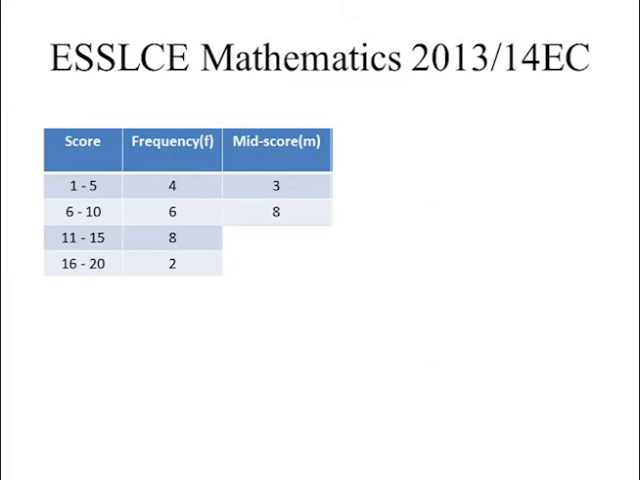The mid-score for 11 up to 15 is 11 plus 15 divided by 2. 11 plus 15 is 26. 26 divided by 2 is 13. The mid-score for 16 up to 20 is 16 plus 20 divided by 2. 16 plus 20 is 36. 36 divided by 2 is 18.